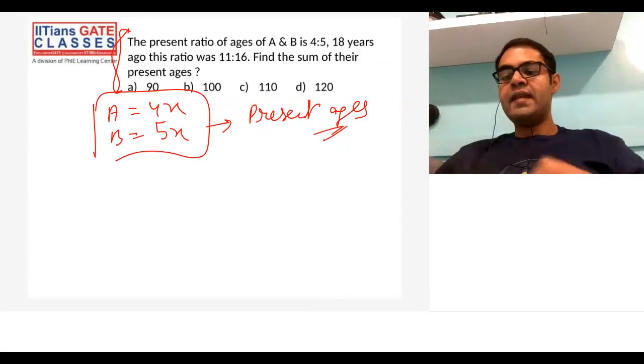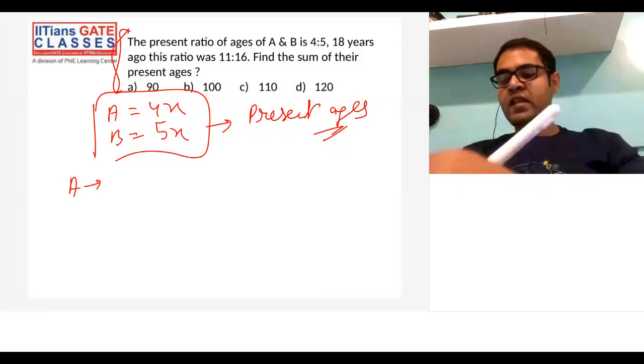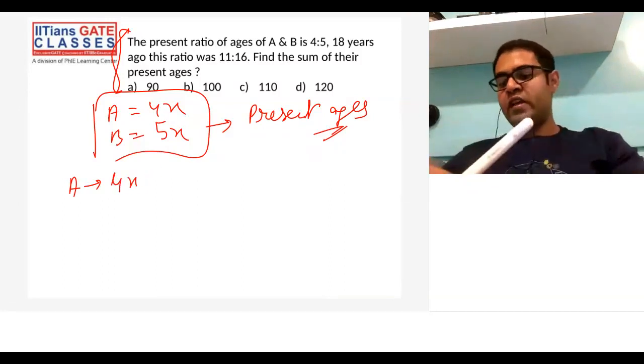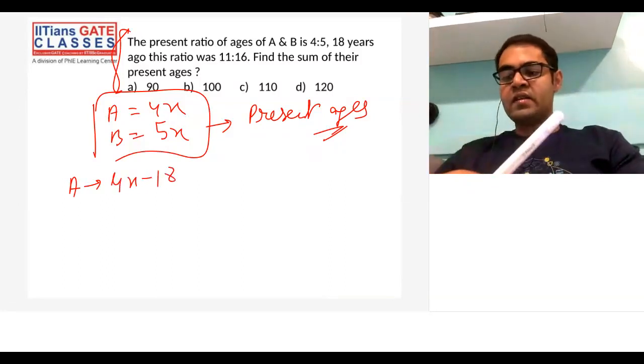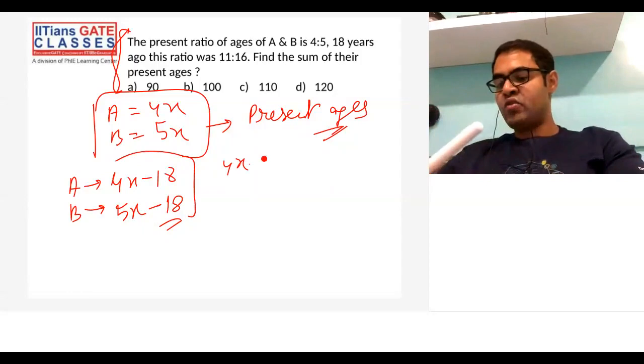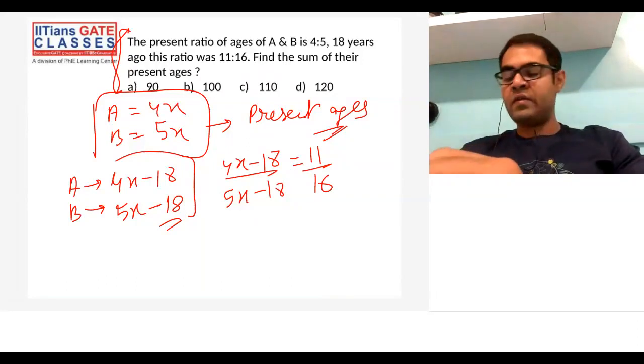Now they are saying 18 years ago this ratio was 11 is to 16. So 18 years ago what will be the age? A's age 18 years ago should be what? Whatever his present age is minus 18, correct? So 4x minus 18 is the age of A 18 years ago, and B's age is 5x minus 18, present age minus 18, correct? Now this ratio is given to me as 11 is to 16.